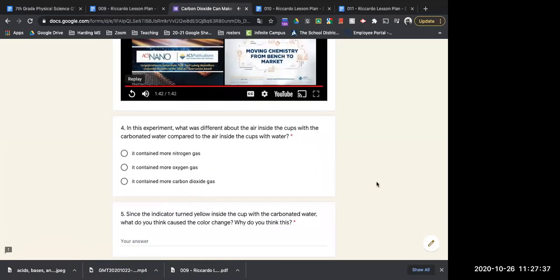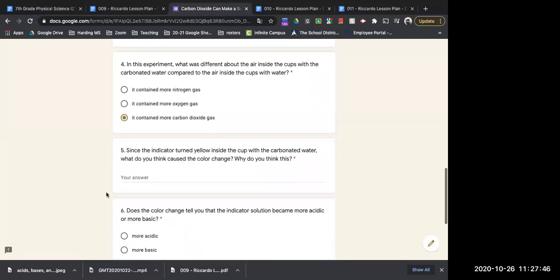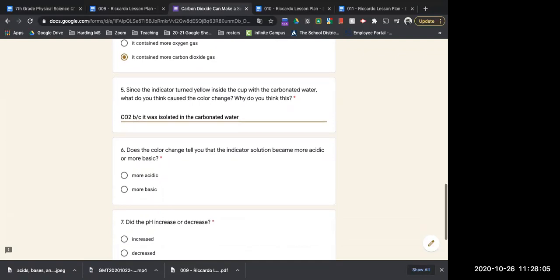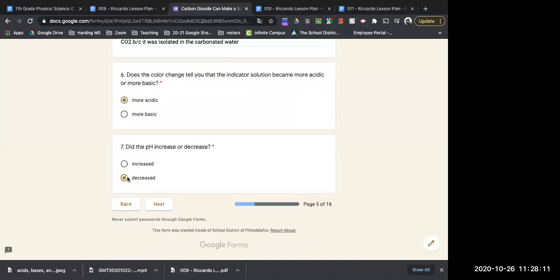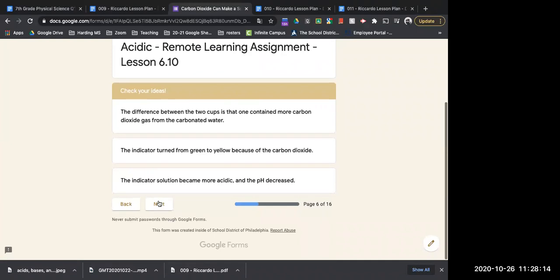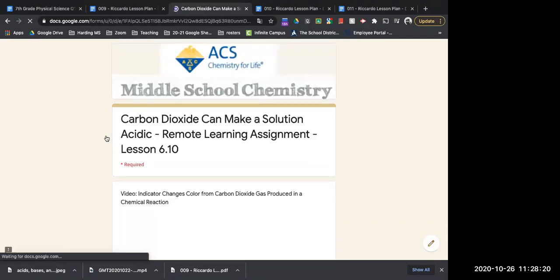All right. So in this experiment, what was different about the air inside the cups with the carbonated water compared to the air inside the cups with the water? Contain more carbon dioxide. Since the indicator turned yellow inside the cup with carbonated water, what do you think caused the color change? CO2. Why do you think this? Because it was isolated in the carbonated water. All right. Did the color change to the indicator solution become more acidic? Yep. Did the pH increase or decrease? It decreased. All right. And it was isolated in the carbon dioxide. Yeah, carbonated water. All right.